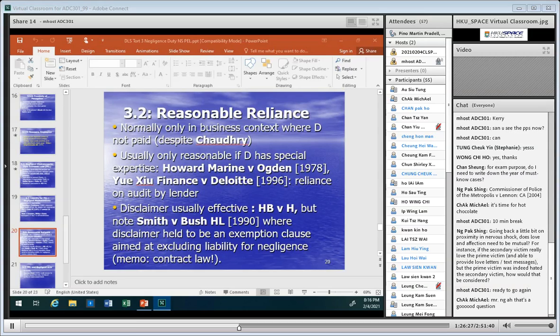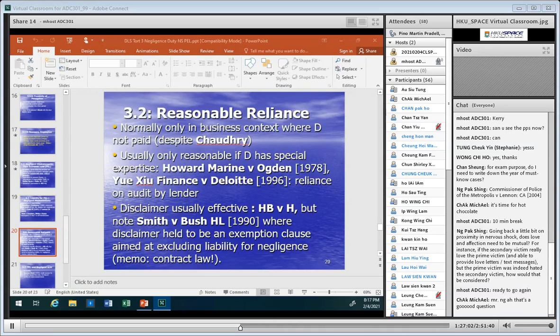And of course, while I'm talking about the Misrepresentation Ordinance, section 3, remember the level of damages for negligent misrep is the same as for fraudulent misrep. So that was a pretty bad error on behalf of Howard Marine. They were sued for negligent misrep, lost, and so they had to pay damages, and the damages would have been on a fraudulent misrep scale.